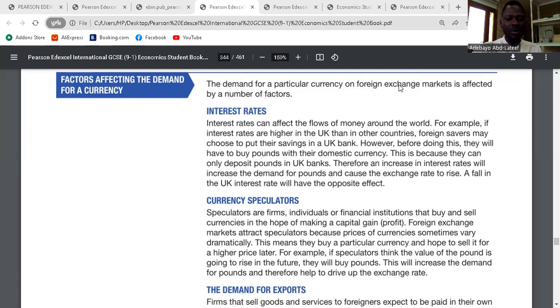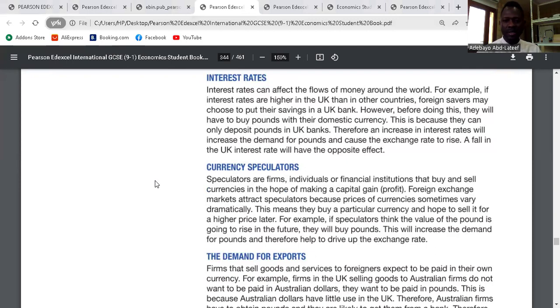So the second one is currency speculation. We're talking about speculators. Let me read anyway. Speculators are firms, individuals, and financial institutions that buy and sell currencies in the hope of making a capital gain. Foreign exchange markets attract speculators because price of currencies sometimes vary dramatically. This means they buy a particular currency and hope to sell it for a higher price later on. For example, if speculators think the value of the pound is going to rise in the future, they will buy pounds. This will increase the demand for pounds and therefore help to drive up the exchange rate.